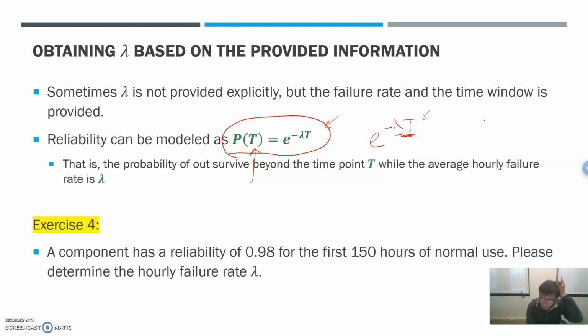If you look at exercise number 4, a component has a reliability of 98% for the first 150 hours of normal use. So what you have in here is 0.98 equal to exponential. This is constant, okay? Negative lambda is unknown. We know time is 150. So here this thing is constant.